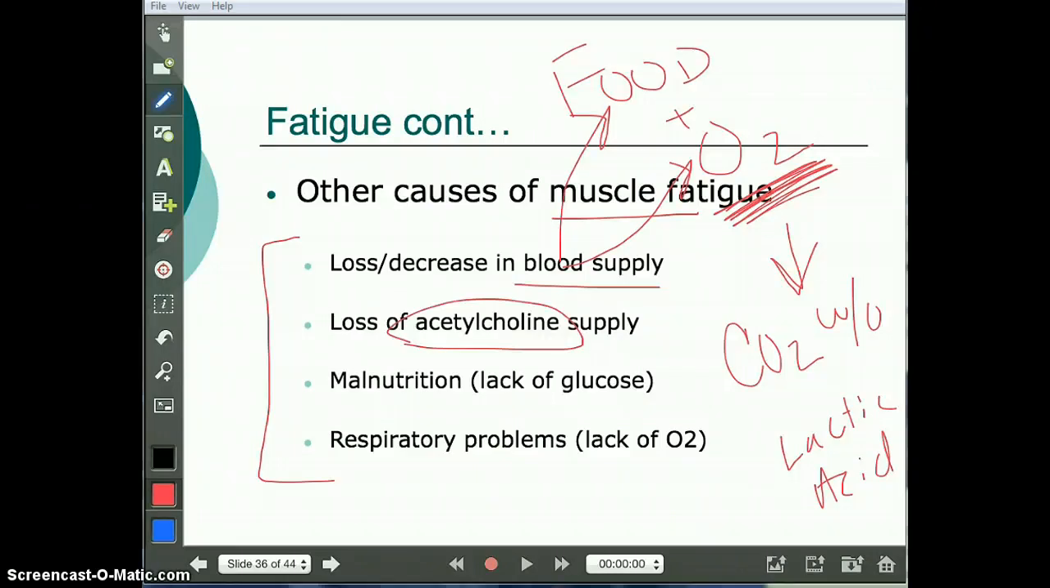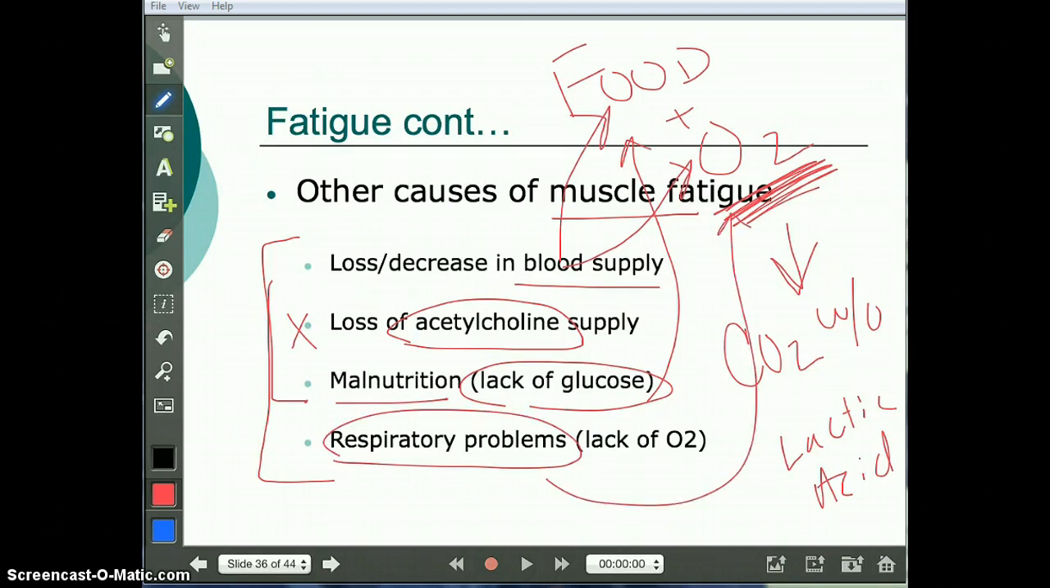Loss of acetylcholine, this one isn't that much of a supply issue, but it's just saying if we're losing that ability, we're not even going to start the contractions. I wouldn't worry about this one as much, but the other three I would. Malnutrition, lack of glucose, which means lack of food. If we have respiratory problems, lack of oxygen. So this could be anything from asthma to anemia, and so on and so forth.